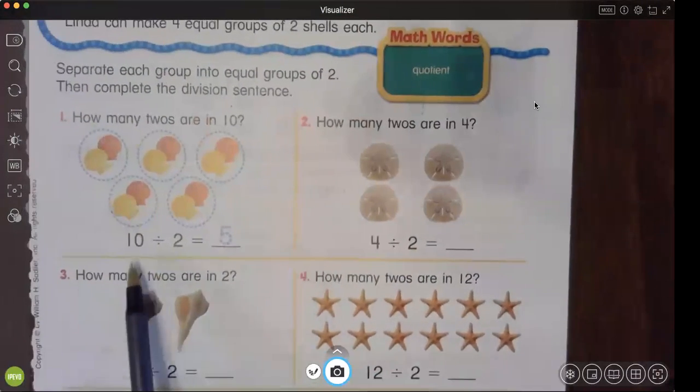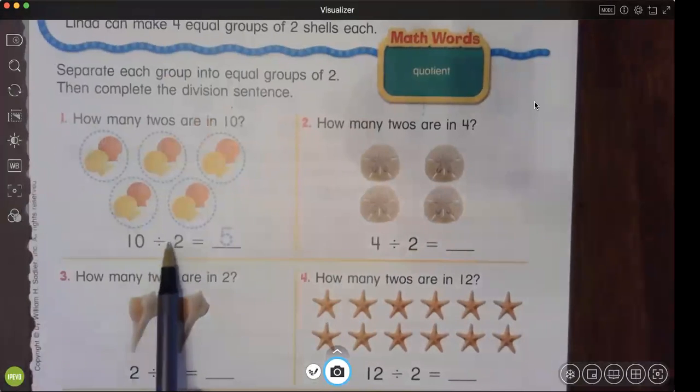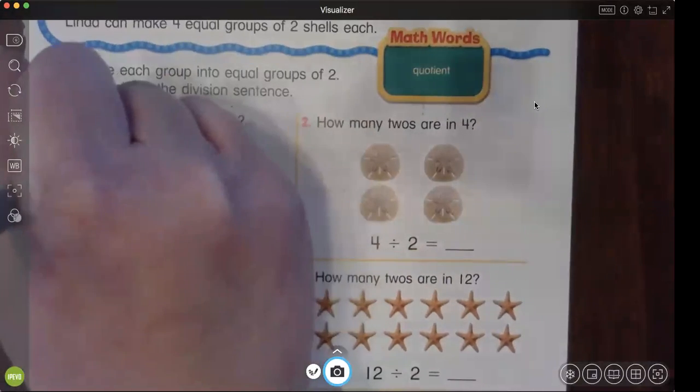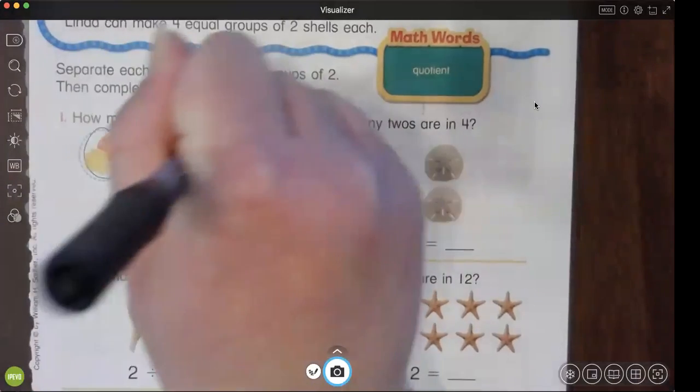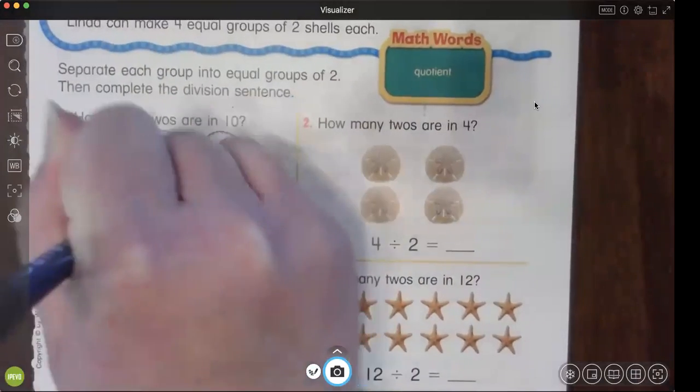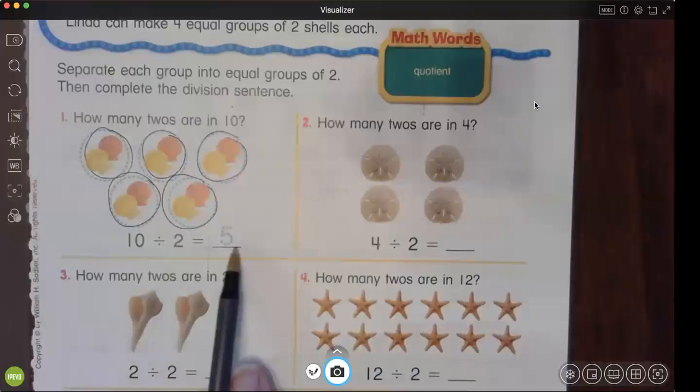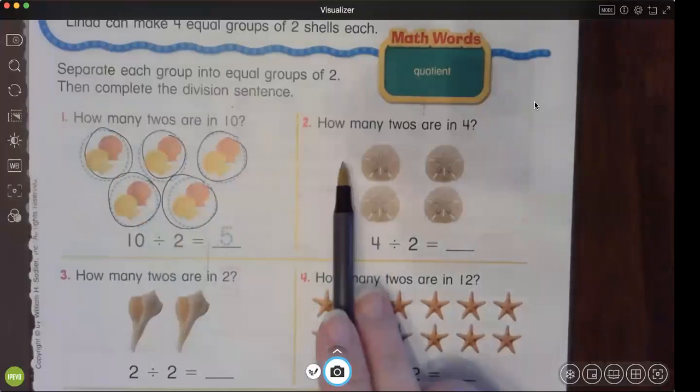All right, so we know that we have 10 total, and we know that we want to put 2 in each group. We have 2, 4, 6, 8, 10. So 10 divided by 2 equals 5. There are 5 groups here. Okay. How many 2's are in 4?